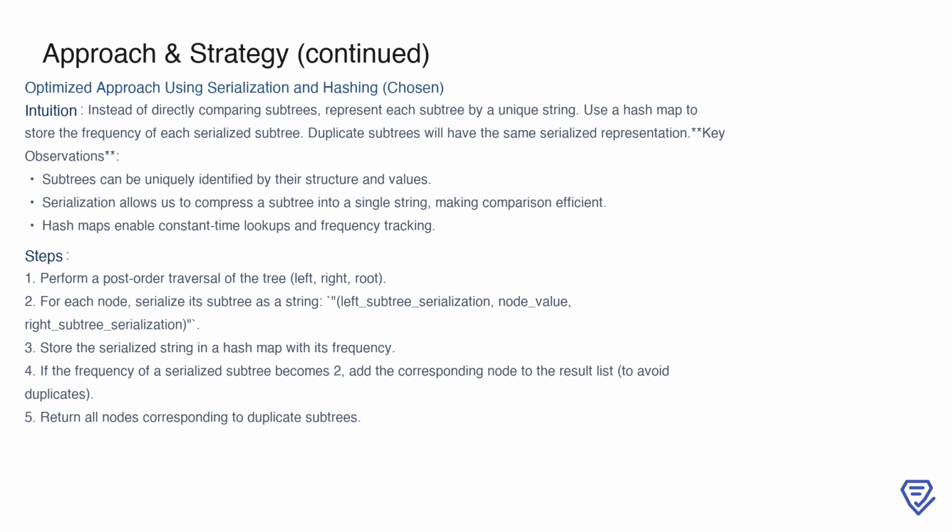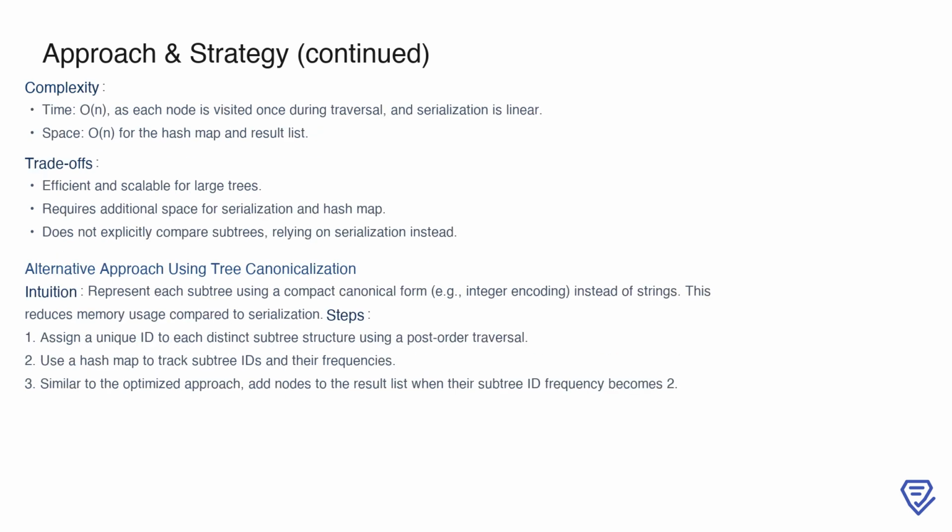This approach is efficient because serialization transforms subtree comparisons into simple string comparisons, and the hash map ensures constant time lookups for frequency tracking. The optimized approach using serialization and hashing has significant advantages in terms of complexity. The time complexity is O(n), because we visit each node exactly once during the post-order traversal, and generating the serialized string for each node is linear in time. The space complexity is also O(n), which accounts for the hash map storing serialized subtrees and the result list of duplicate nodes. While this method is efficient and scalable, especially for large trees, it does require additional memory for the serialized strings and the hash map.